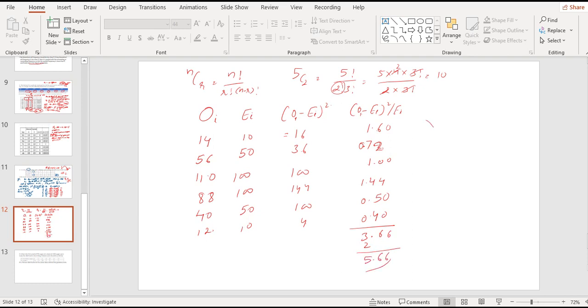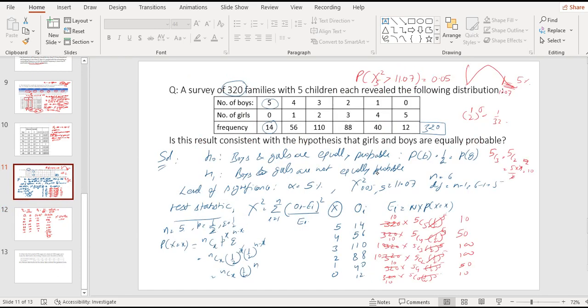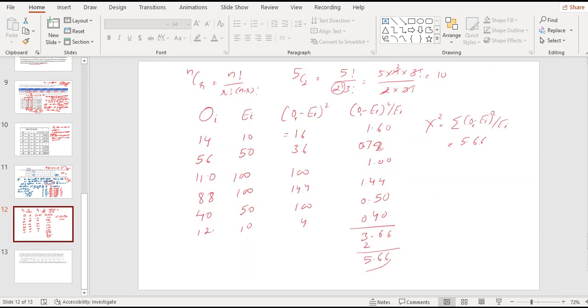So what is the calculated value of chi-square? This is summation observed minus expected square divided by expected frequency. So its value comes out to be 5.66. But we already know that from the chi-square table its value is 11.07. Chi-square at 5% level of significance and 5 degrees of freedom, its value is 11.07.